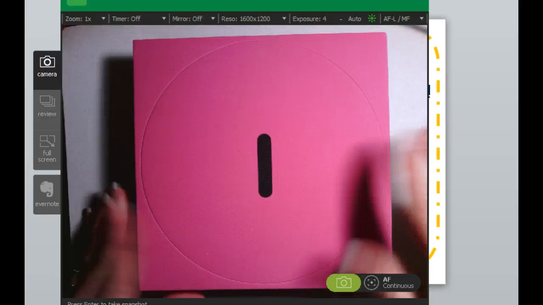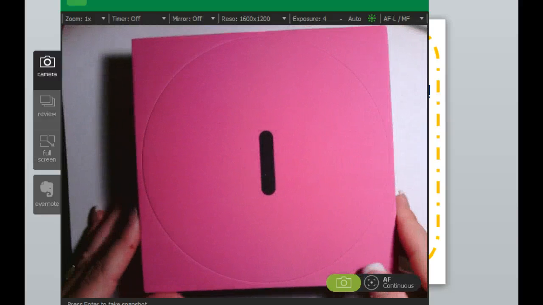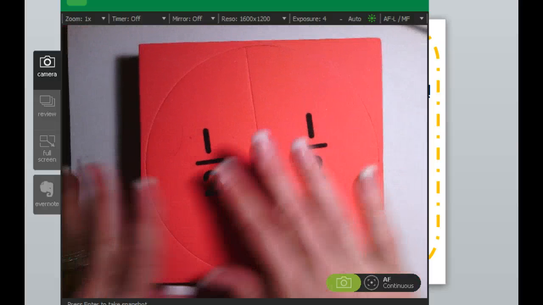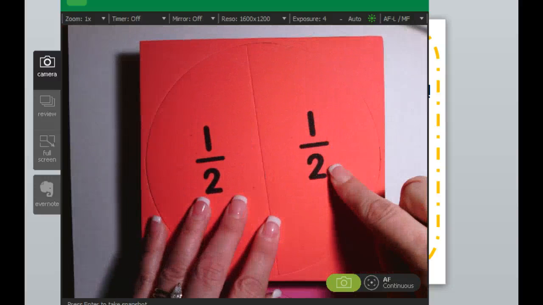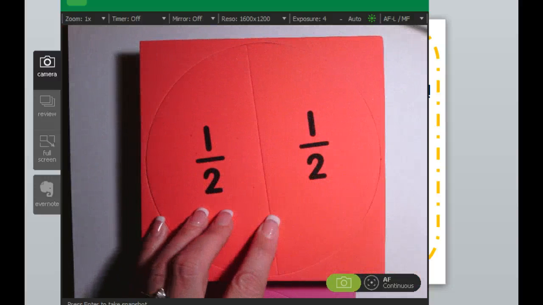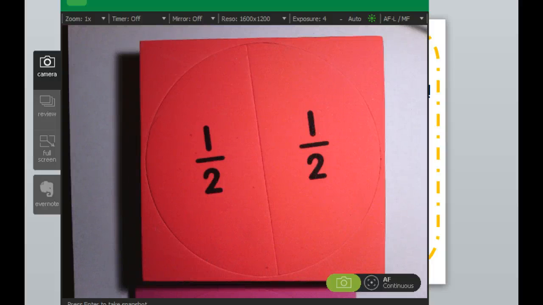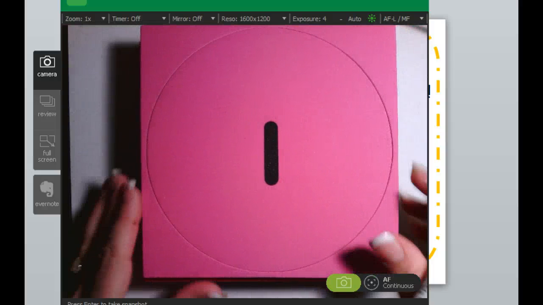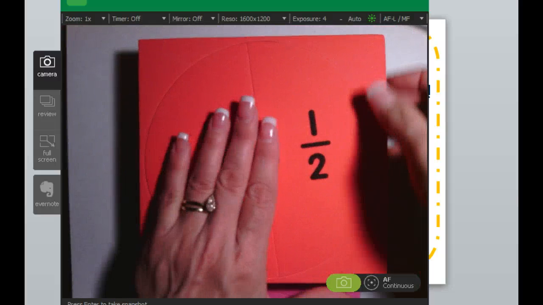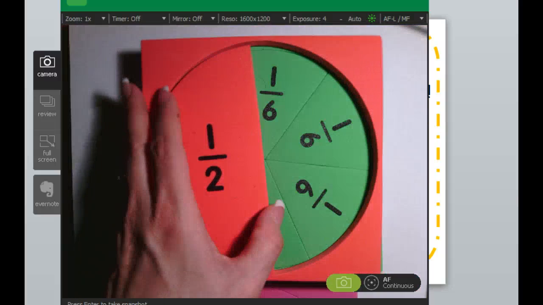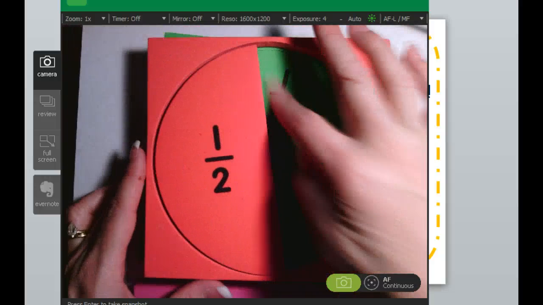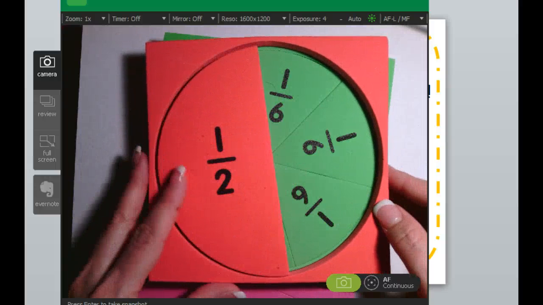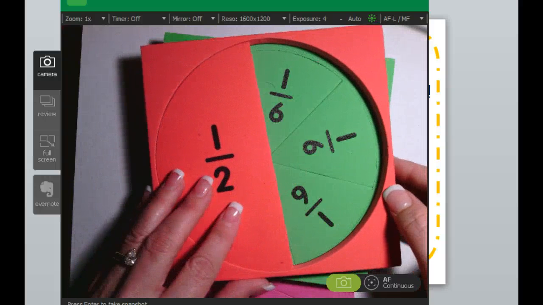And I have my one whole circle. And as we can see, all of my circles are going to be the same size. And this circle is divided into two parts. Here is one of the two, and here is one of the two. If I had two of the two, I would have the equivalence of one whole. But let's take apart this fraction circle so that I can see what's underneath. And underneath, I can see that I have a circle that's divided into 6 equal parts.